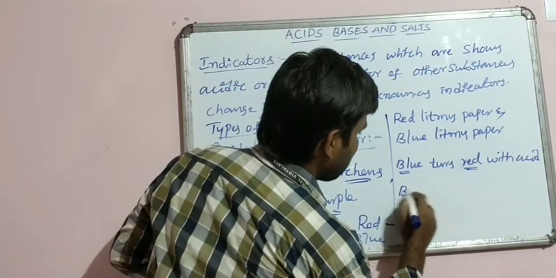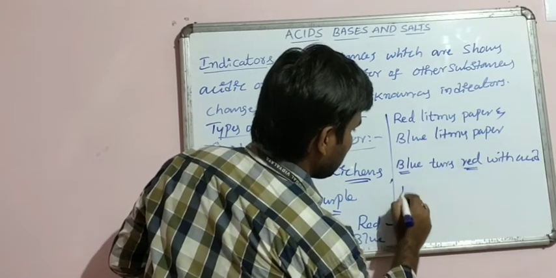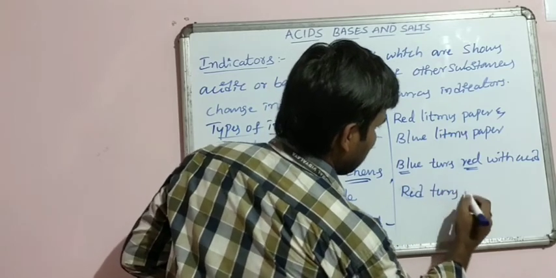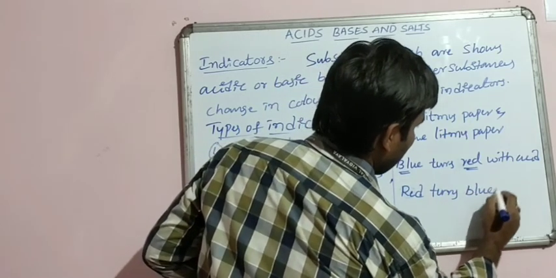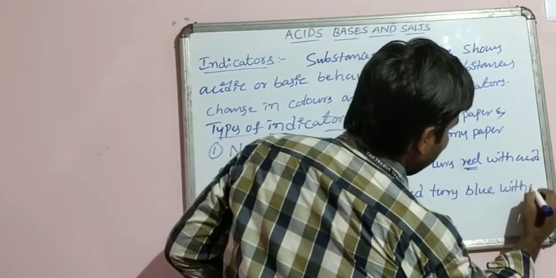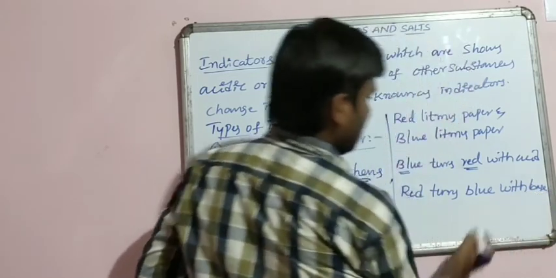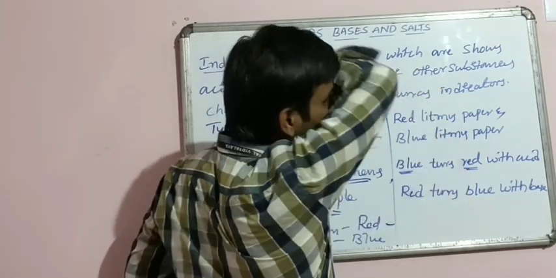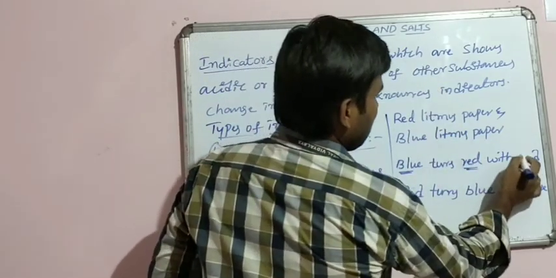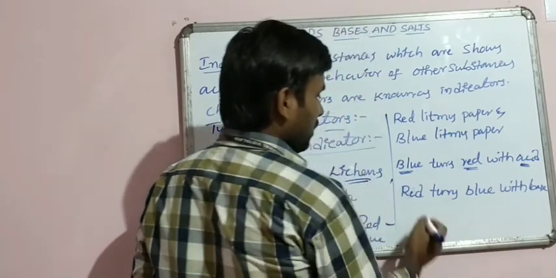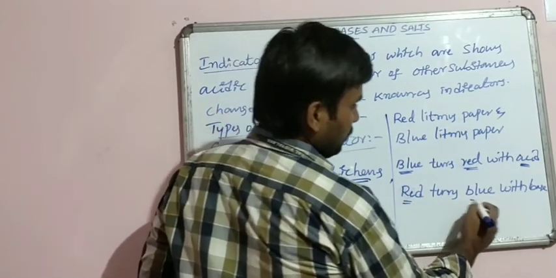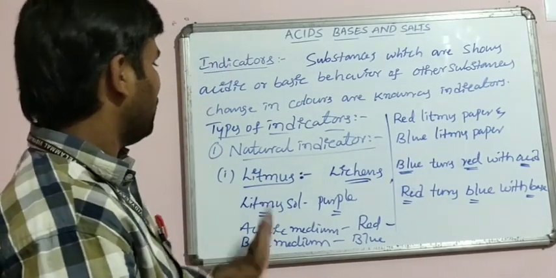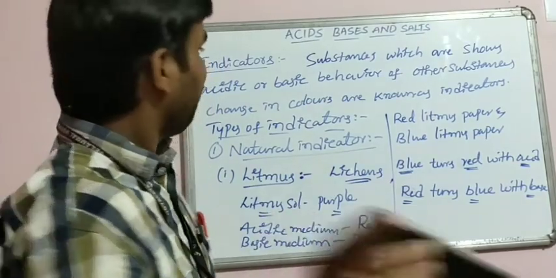Base. Suppose the red litmus turns blue with the base. See here, when the blue litmus turns to red color, the substance is acid. When the red litmus turns to blue color, the substance is base. This is about litmus.